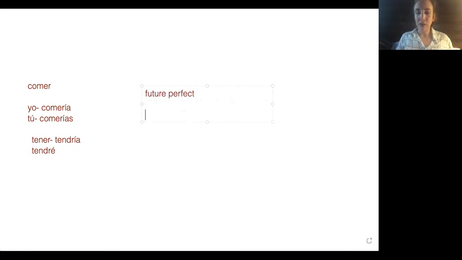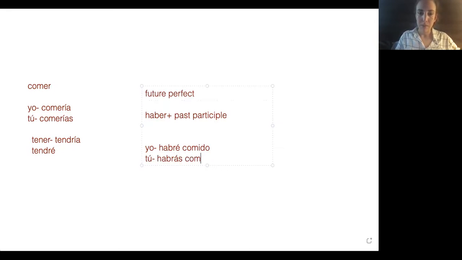Something important. Remember, it's a perfect tense, so you need haber and you need a past participle. For example, yo, and if it's comer, yo habré comido, tú habrás comido. Remember the past participle stays the same for each subject pronoun. There is no change in the past participle. Where you'll see the changes is in the verb haber.